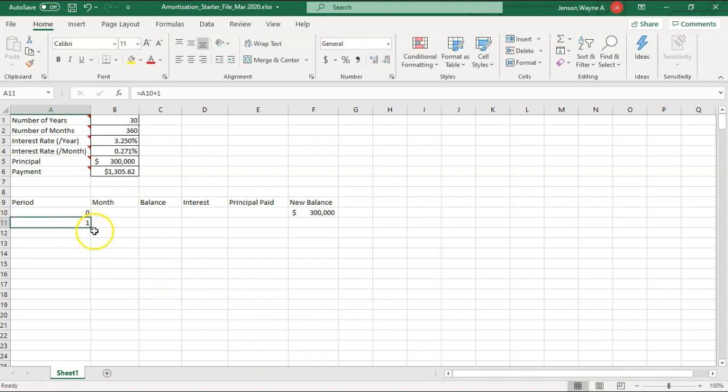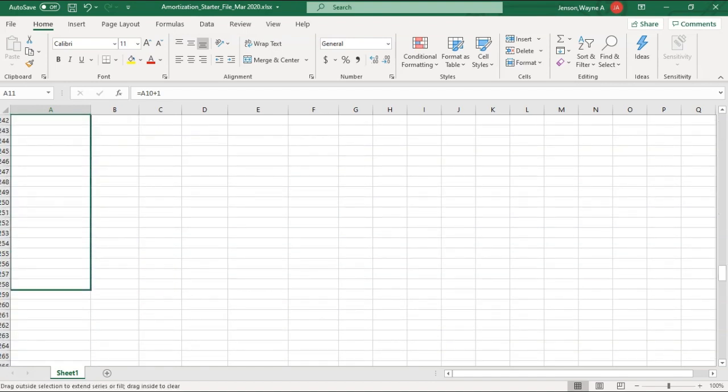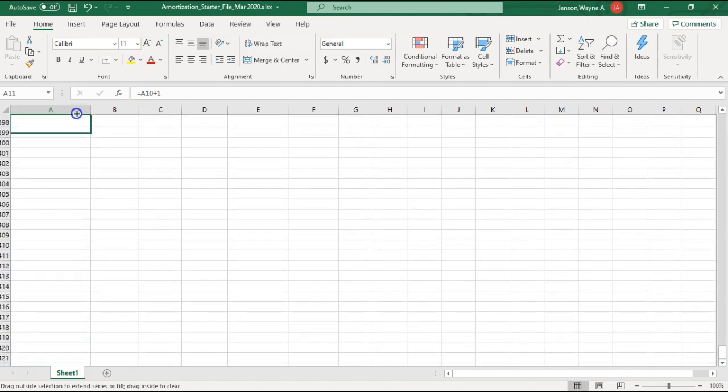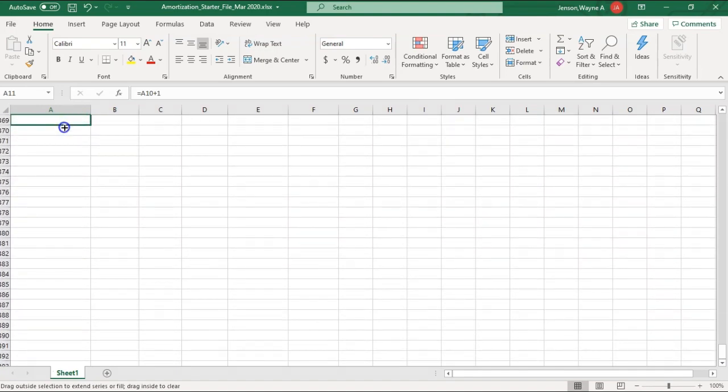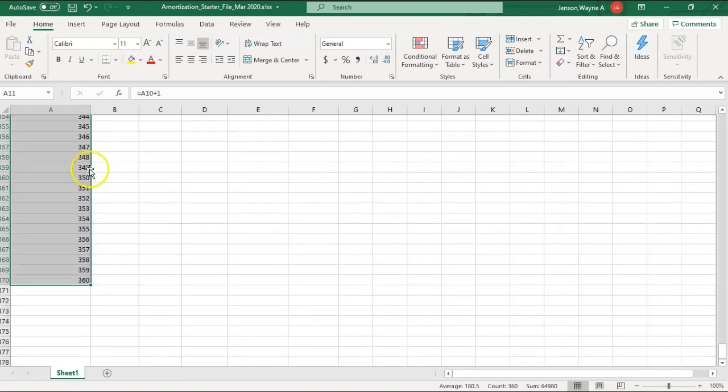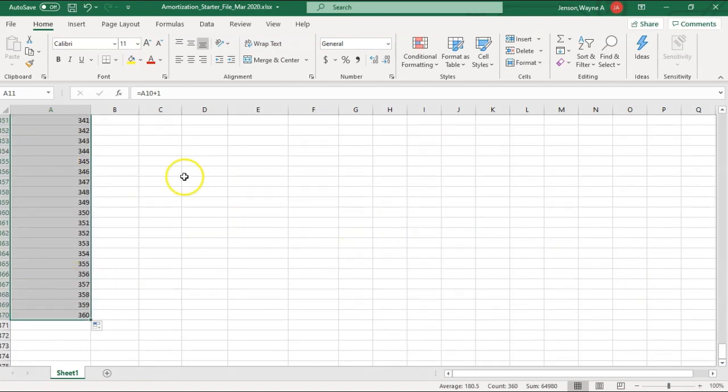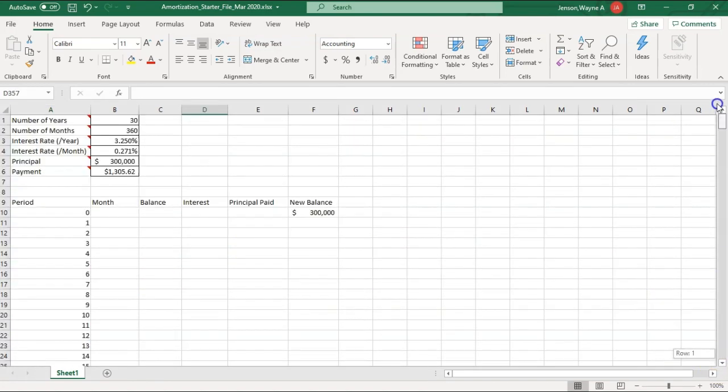And then we want 360 periods, so we need to fill this down to about row 370 because we started out in row 11. So let's see if that works. 370, went too far. Okay, 370. Okay, that gives us 360 periods. Then we can just scroll back up to the top. And for the month, let's say we're going to start making our payments on April 1st, 20. And then the next payment would be May 1st.